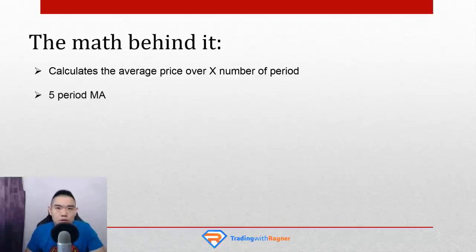So let me show you how this works. Let's say you're looking at the chart and you have bars like this. This is the first candle. This is the second candle. This is the third candle. This is the fourth. And let's say this is the fifth.